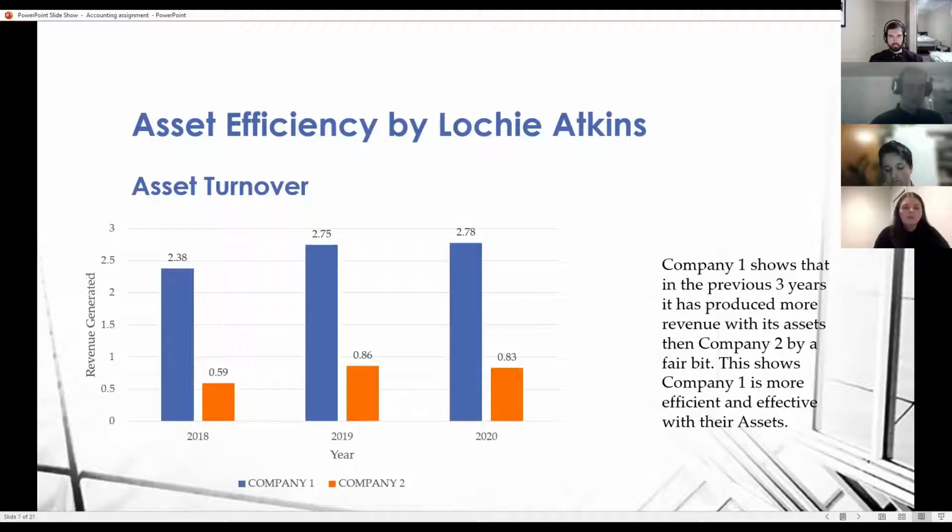Asset turnover shows how effectively a company's assets can create profit and generate revenue. We see that Company 1 creates more profit with its assets and is showing steady growth, whereas Company 2 is showing steady growth but isn't at that same base level. Slide.